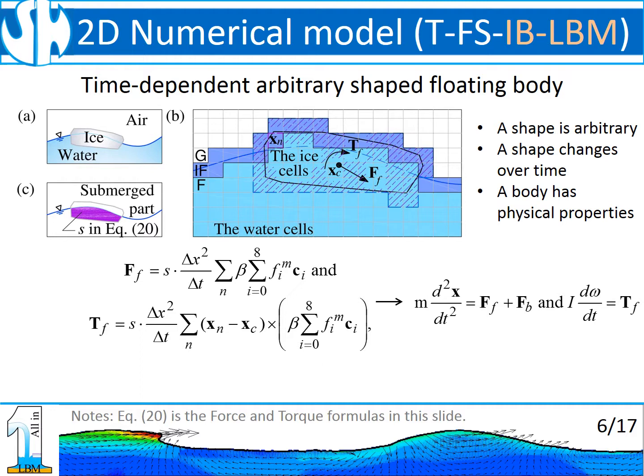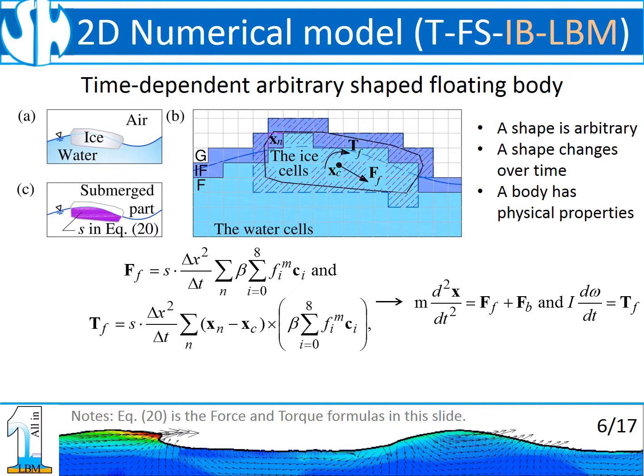Floating ice always floats on the free surface. Floating ice is a time-dependent, arbitrary shaped floating body. A very interesting thing is that the shape is arbitrary and it changes over time. So many researchers considered an unchangeable arbitrary shaped body for simulation. In addition, physical fields such as temperature distribution inside the ice are often ignored in previous research.